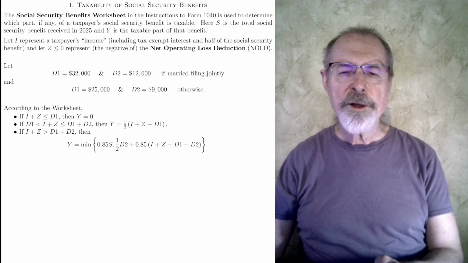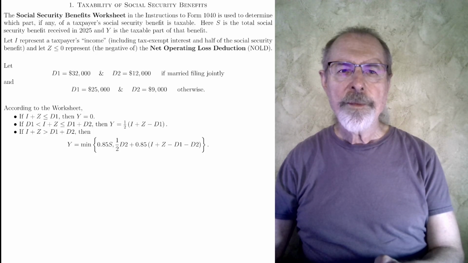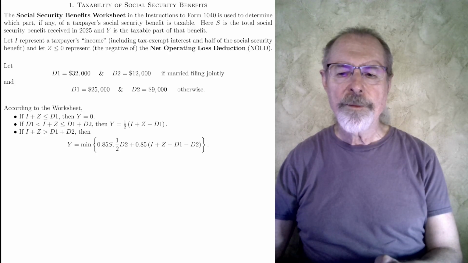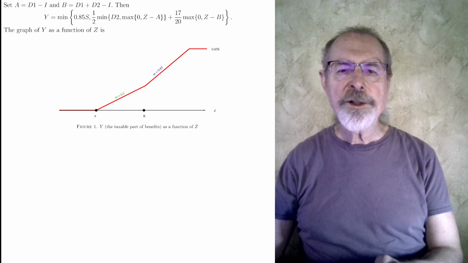There's an exception to this. For a married couple filing separately, which lived together for at least one day in 2025, which is the year we're considering, those numbers are not correct. In fact, I believe D1 and D2 are both 0 in that case. So according to the Social Security Benefit Worksheet, here's the formula for the portion of your benefit that's taxable. But it's much easier illustrated using this graph.